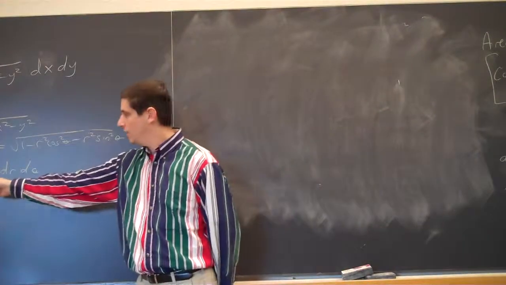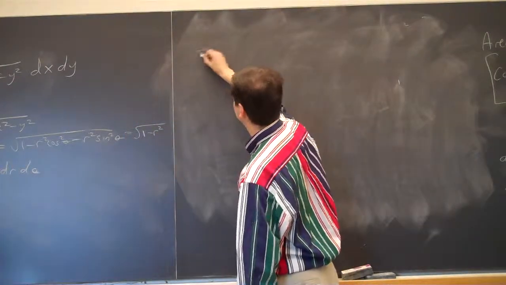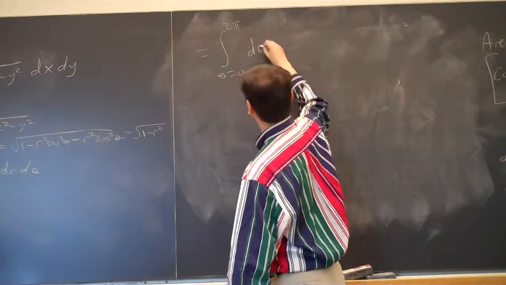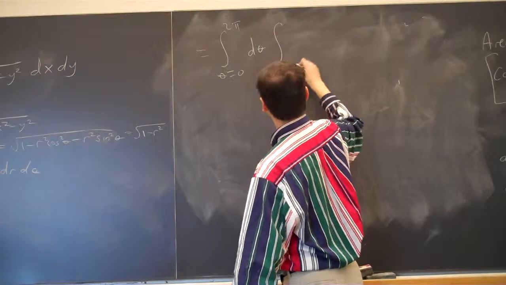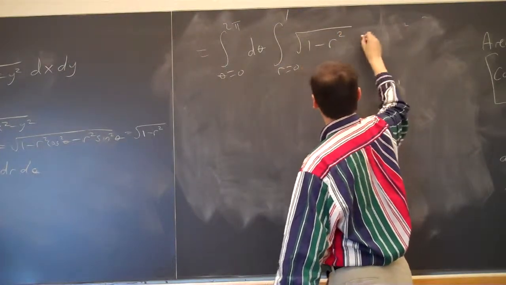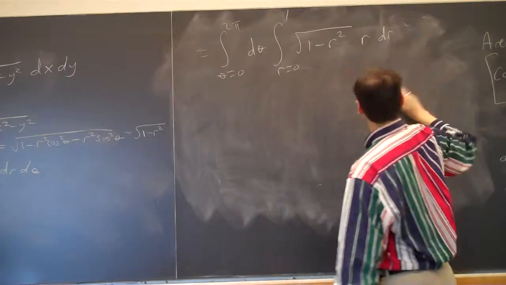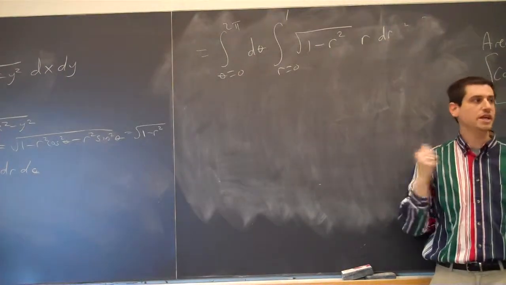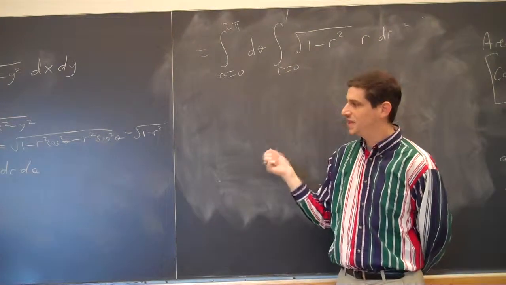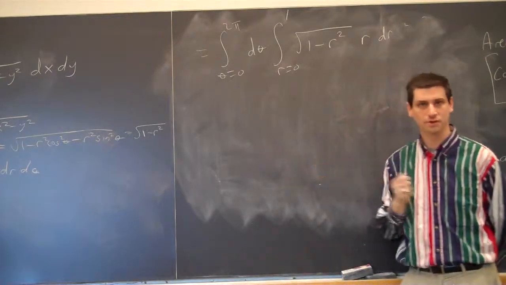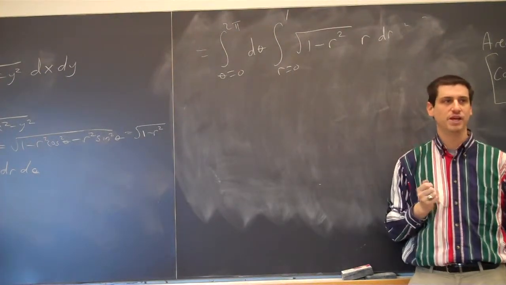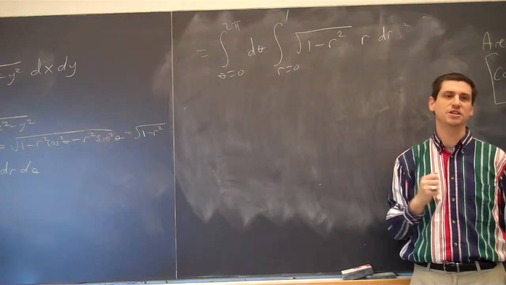This has no theta dependence at all, so I can write this as the integral of theta from 0 to 2 pi of d theta times the integral of r from 0 to 1 of the square root of 1 minus r squared r dr. And again, the reason I can separate things like this is I'm integrating over a rectangle. There's no theta dependence in the square root of 1 minus r squared. If you don't want to do it this way, do the r integral first and then the theta integral. I'm just doing it like this because what does the theta integral give me?